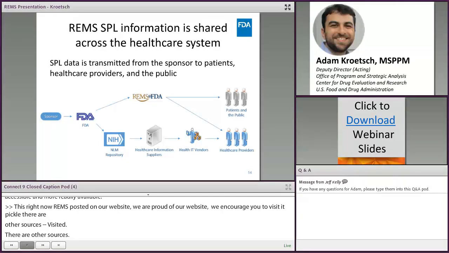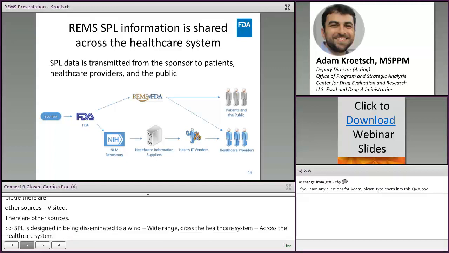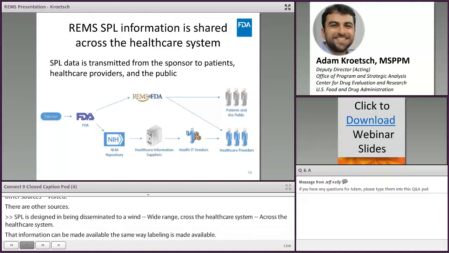SPL, which is already being used for drug labels, is made available across the healthcare system. And we're hoping that as REMS gets put into SPL format, that information about REMS can be made available in the same way that labeling information is made available. And so this diagram shows exactly how that information flows. It starts when a sponsor submits their REMS to FDA in SPL format.